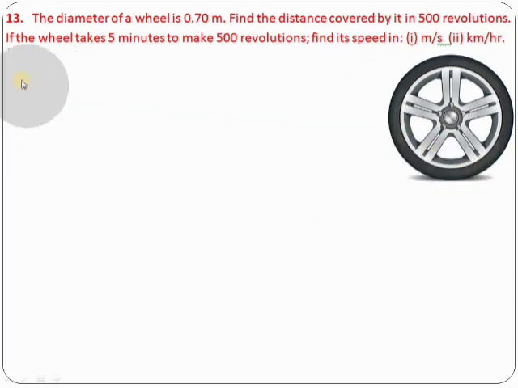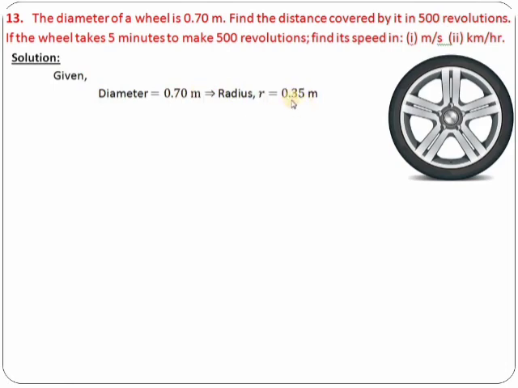Having understood this, let's see the solution of this. The first thing is you need to find the distance covered by it in 500 revolutions. First and foremost, given is the diameter, that is 0.70 meter. So your radius is going to be just half of it, which is 0.35 meter.